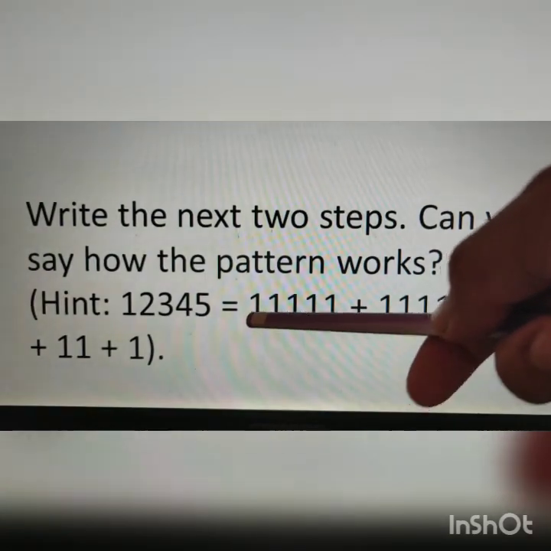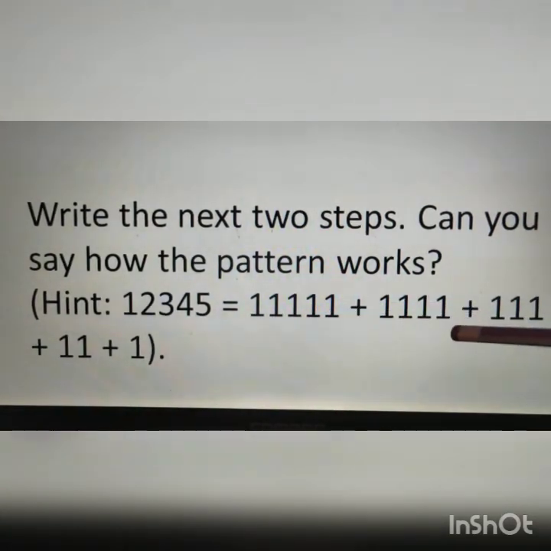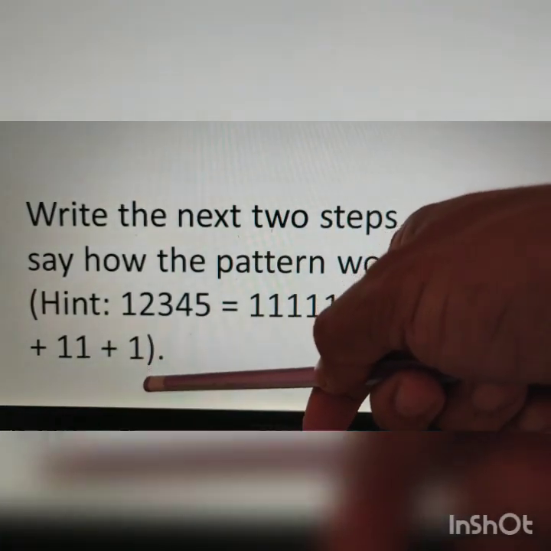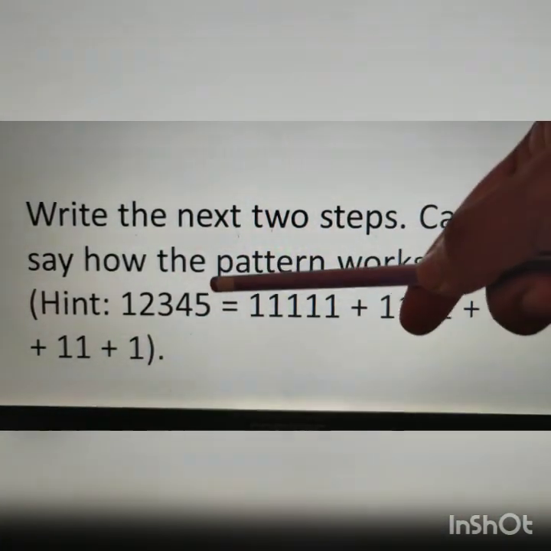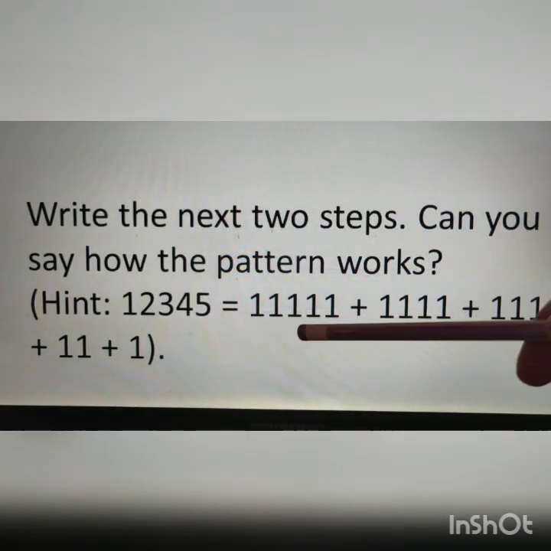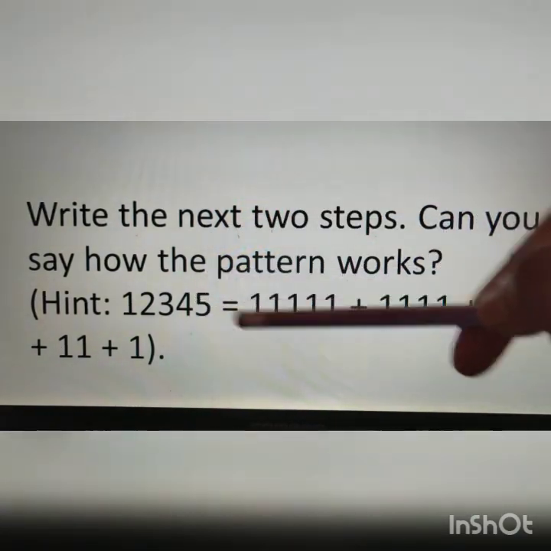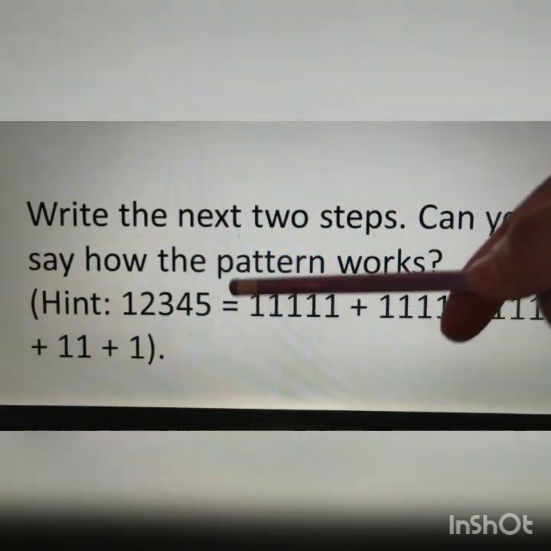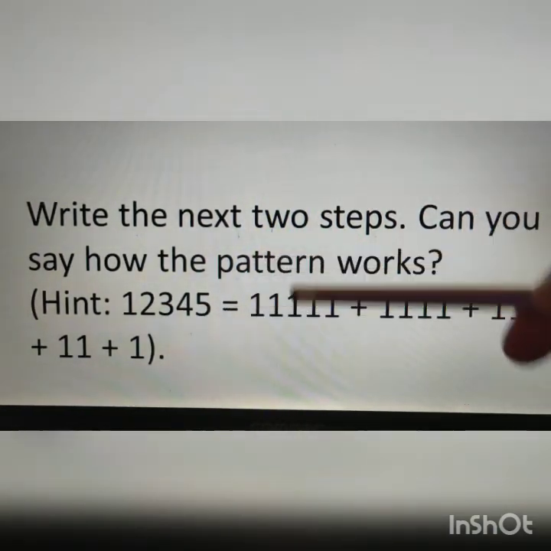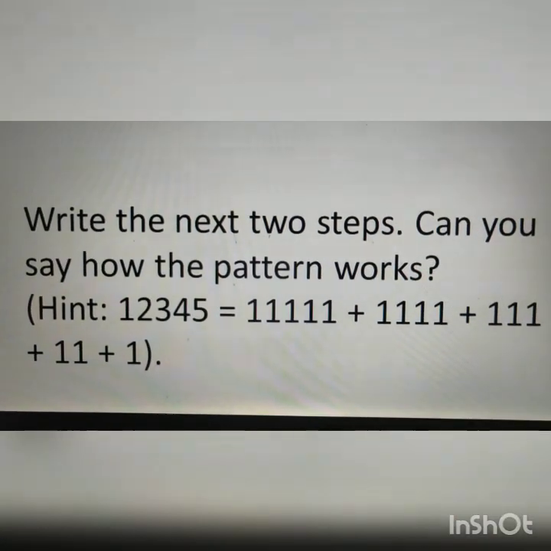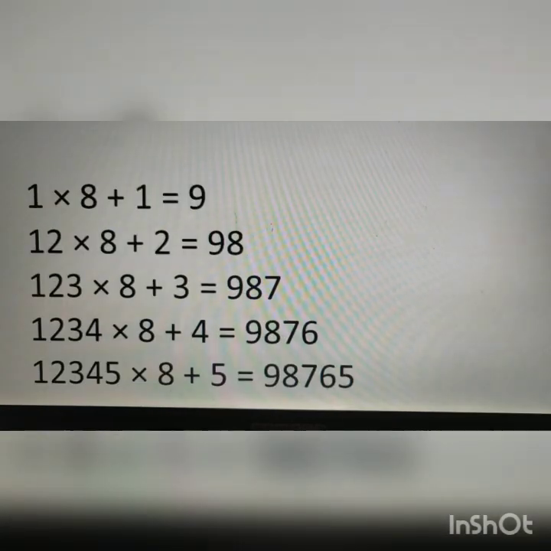So, it is 5 times 1 plus 4 times 1 plus 3 times 1 plus 2 times 1 plus 1 times 1. Therefore, if the last digit is 6, then it will start from 6 times 1. If the last digit is 7, it will start from 7 times 1, then 6 times 1, then 5 times 1, and so on. It will go on till 1 times 1. Let us observe the pattern.